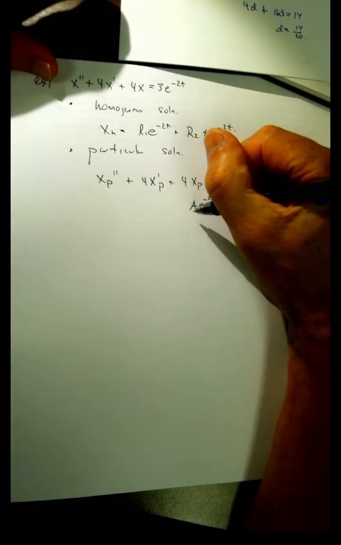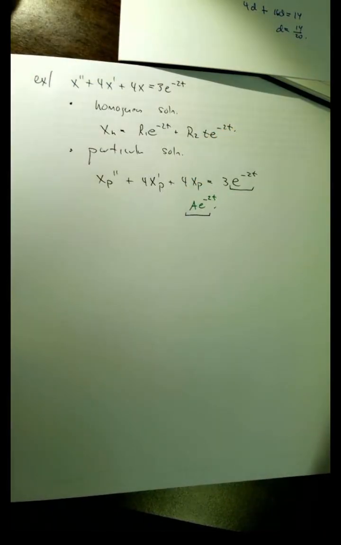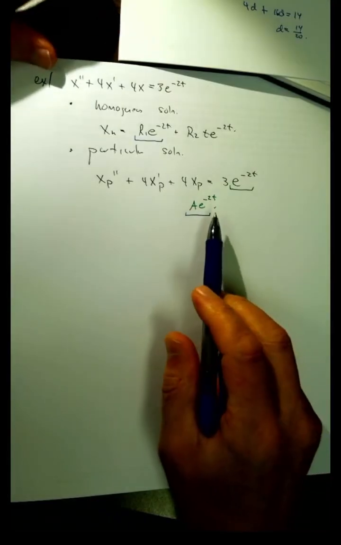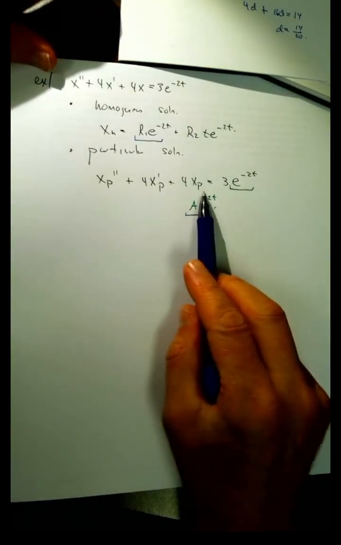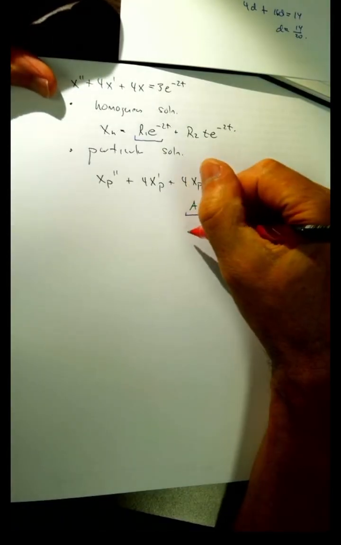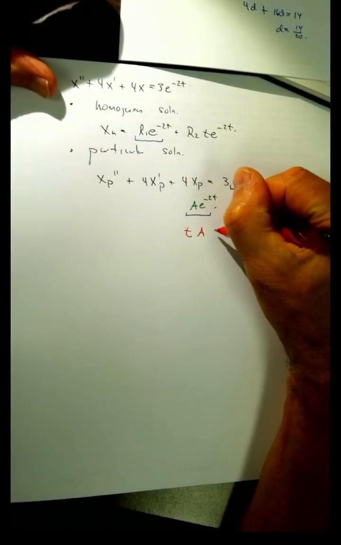The problem is this thing is part of my homogeneous solution. I already know that if I take this and plug it in, I'm going to get 0. So what do we do? We're going to amend this. We're going to multiply by t.